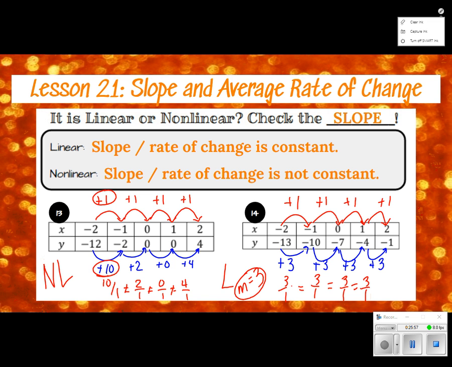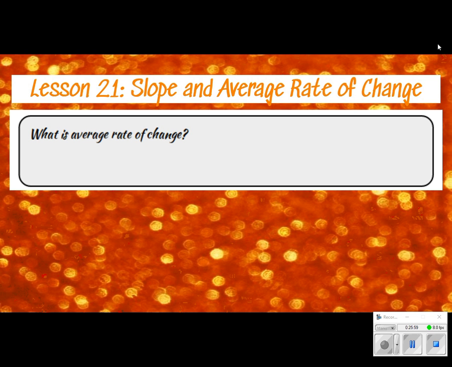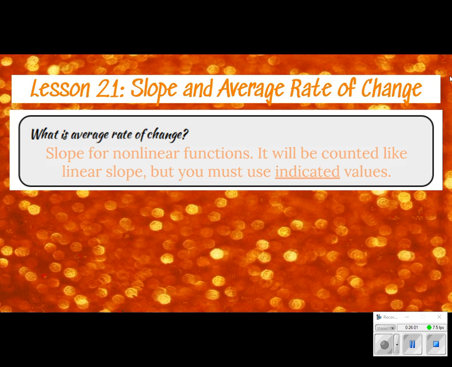All right, now we're ready for average rate of change. So what is average rate of change? It is the slope of nonlinear functions. It would be counted like linear slope, but you have to use indicated values. So they're going to tell you where to look and what to use. You cannot just make up your own thing.